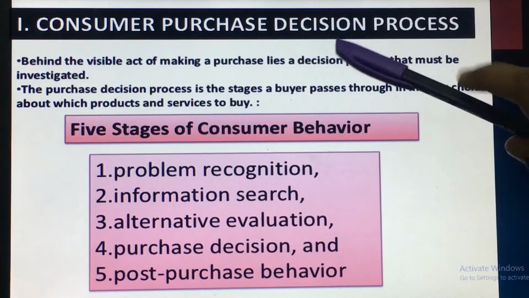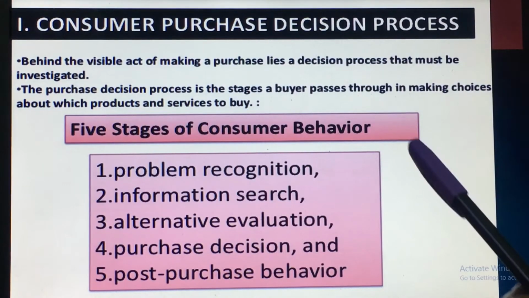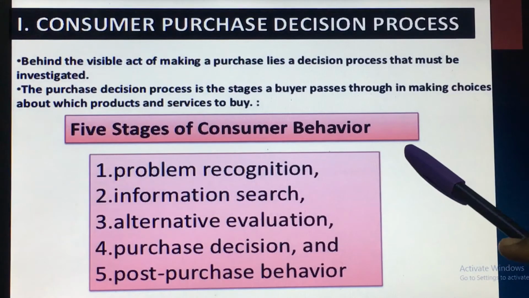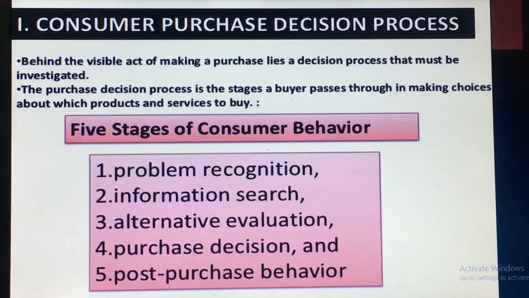So, consumer purchase decision process involves 5 stages of consumer behavior. So, what is the consumer? An individual who purchases products and services from the market for his or her own personal consumption is called a consumer. To understand the complete process of consumer decision making, let us take one example.